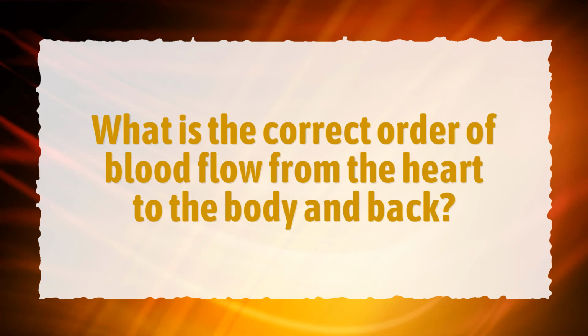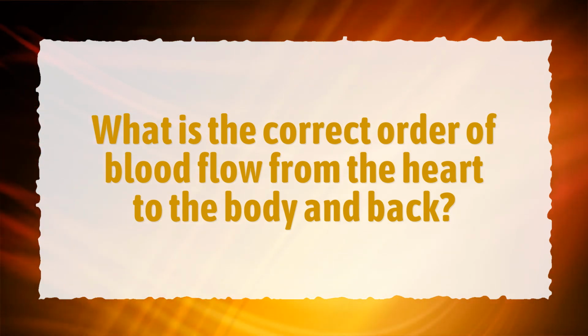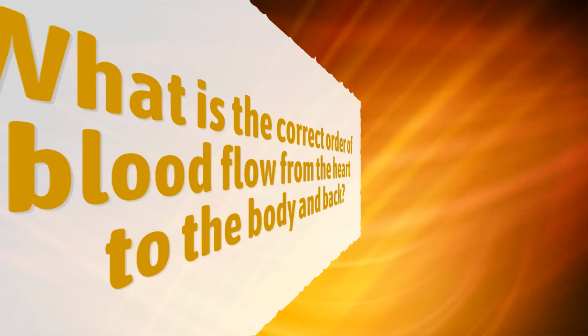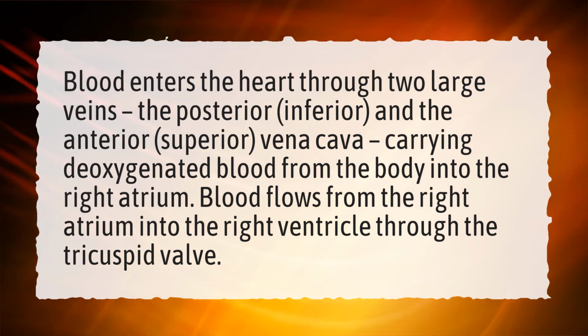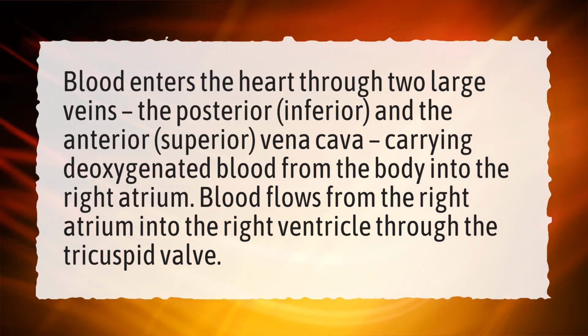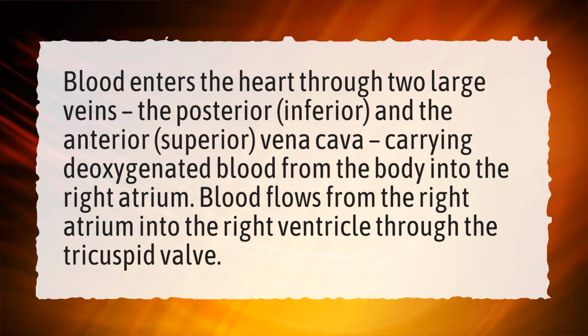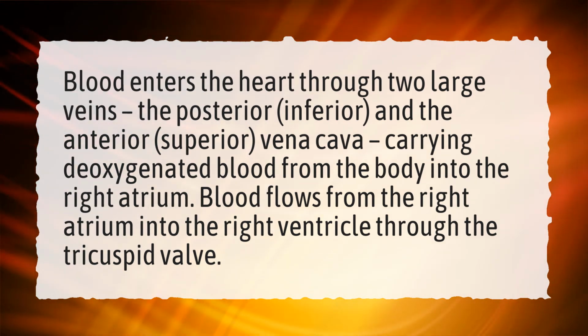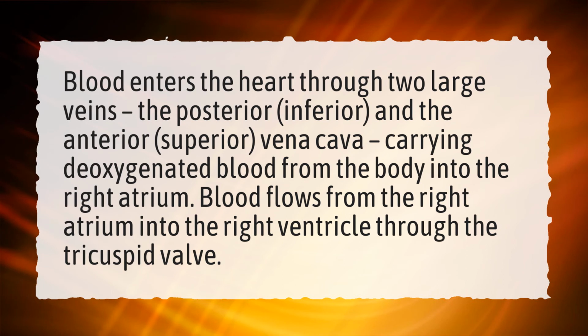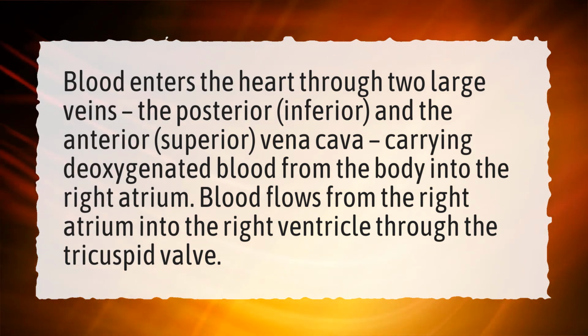What is the correct order of blood flow from the heart to the body and back? Blood enters the heart through 2 large veins, the posterior, inferior, and the anterior, superior vena cava, carrying deoxygenated blood from the body into the right atrium. Blood flows from the right atrium into the right ventricle through the tricuspid valve.